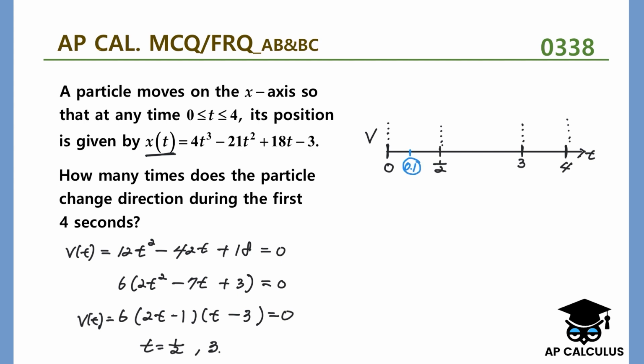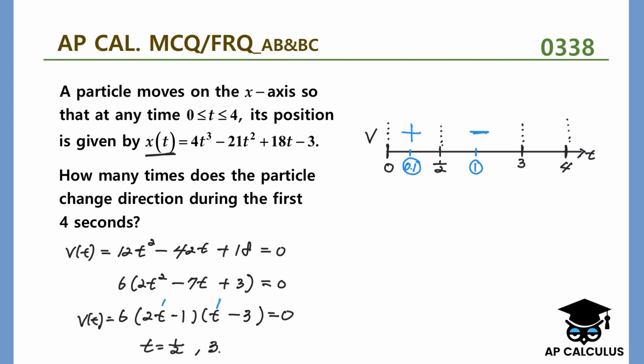So if we substitute 0.1 here in the velocity equation, then this is going to be negative, right? Here, negative. So negative times negative gives us positive. So this interval is positive. Substitute any number between 1/2 and 3. Let's say I'm going to substitute 1. So if I substitute 1 here, then that's going to be 2 minus 1. That's positive. 1 minus 3, negative, right? So here we have a negative.